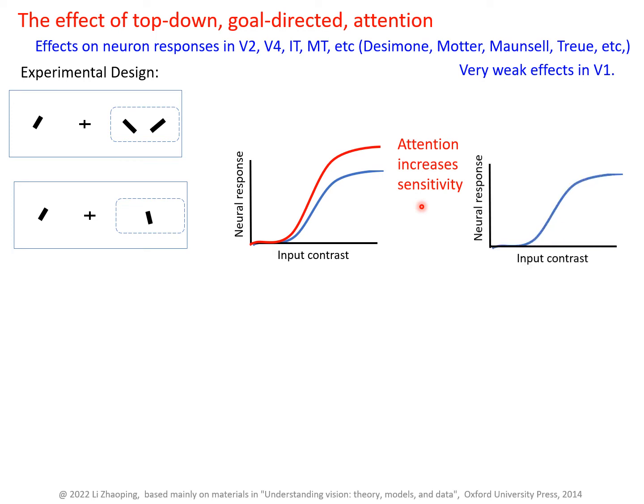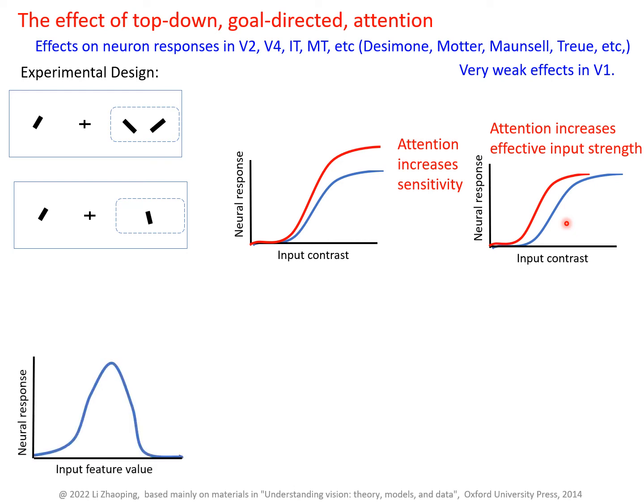Attention can also change the input response curve in other ways. In this case, this is as if attention increases the effective input strength. You can also measure the feature tuning curve of a neuron. So, for example, let's say that this is the orientation tuning curve of a neuron. So the feature value is the angle theta of the bar within the receptive field. And here is the preferred orientation.